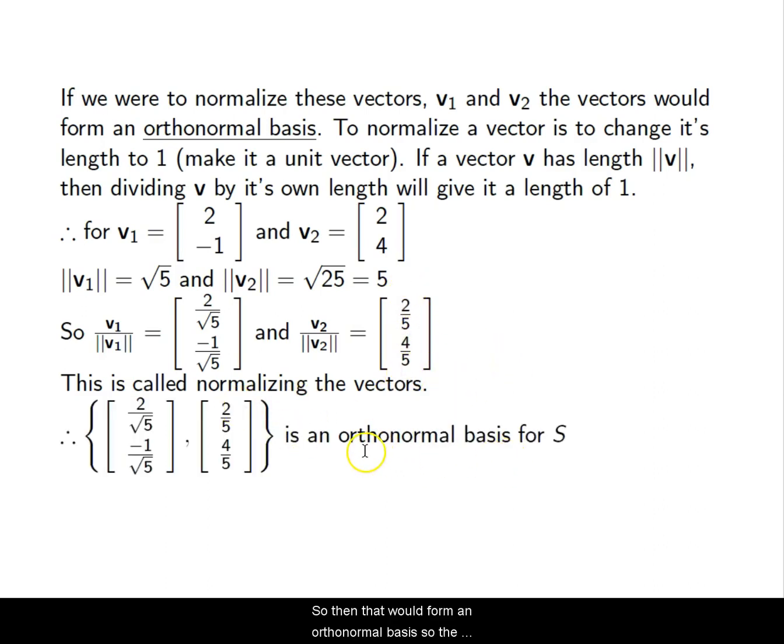So then that would form an orthonormal basis. So the vectors form a basis. They're linearly independent. They are orthogonal to each other, and each one has a length of 1.